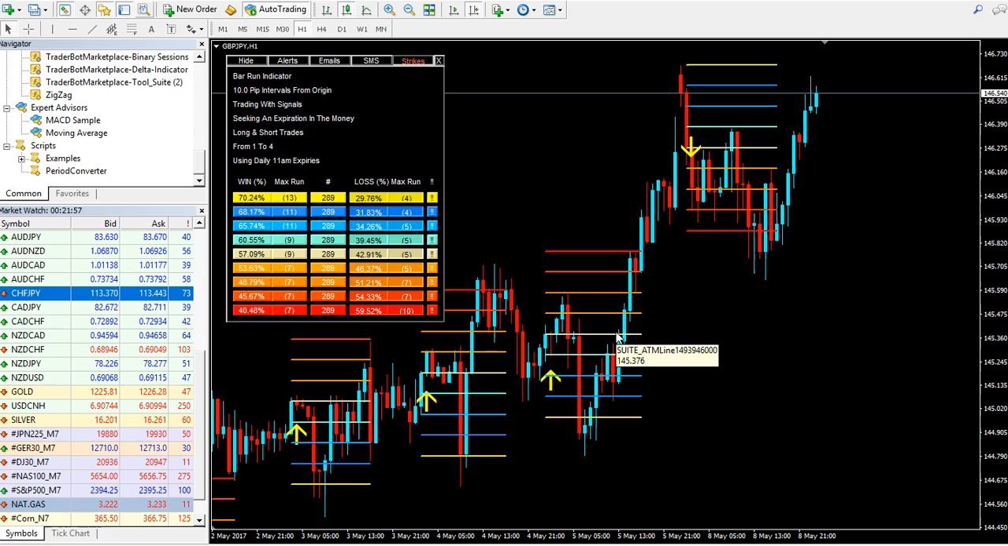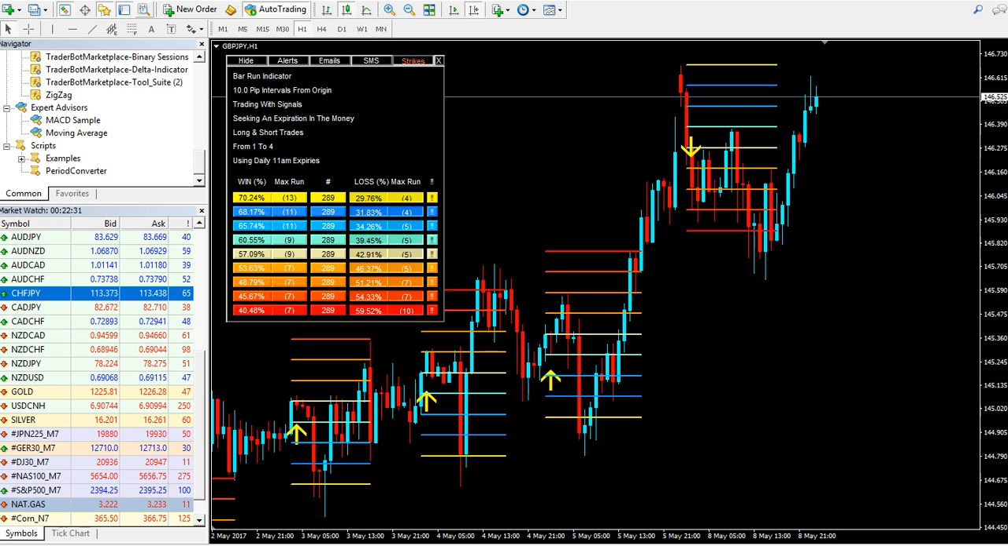Does that mean it's going to win all the time? No. It loses 42% of the time. You can see here that over the past 289 trades, it has won a maximum of 9 times in a row, and it has lost a maximum of 5 times in a row.